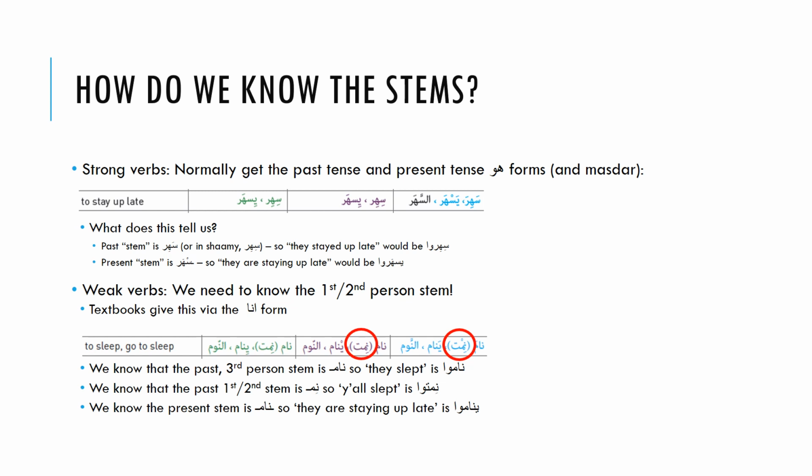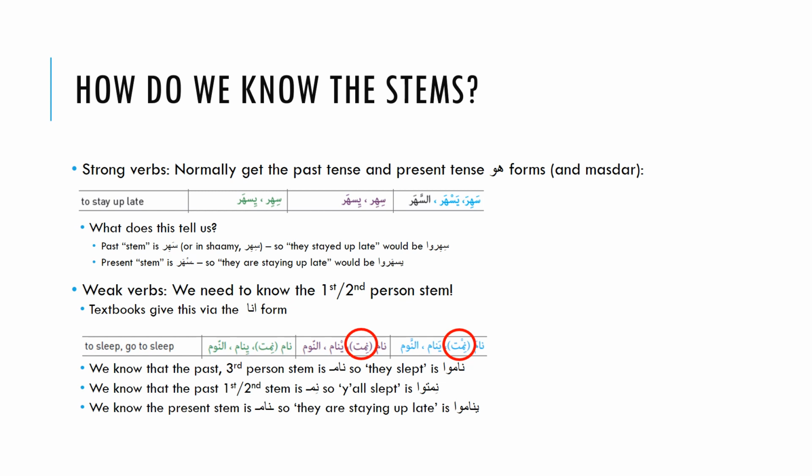So we know that for this verb to sleep, to go to sleep, we know that the third person stem is nam. That's the first entry, that's the first thing that they give us, right? Because they always give us the past tense hua form. So if we want to say they slept, you say namu. But we also know that the past first and second stem is nim, because they told us that to say I go to sleep is nimt.